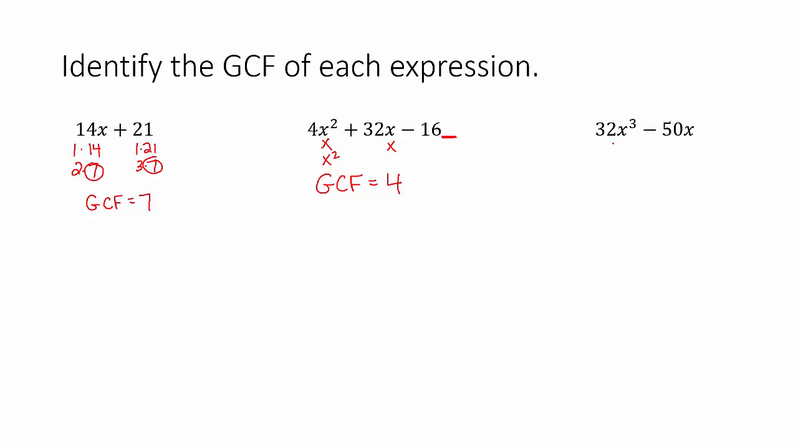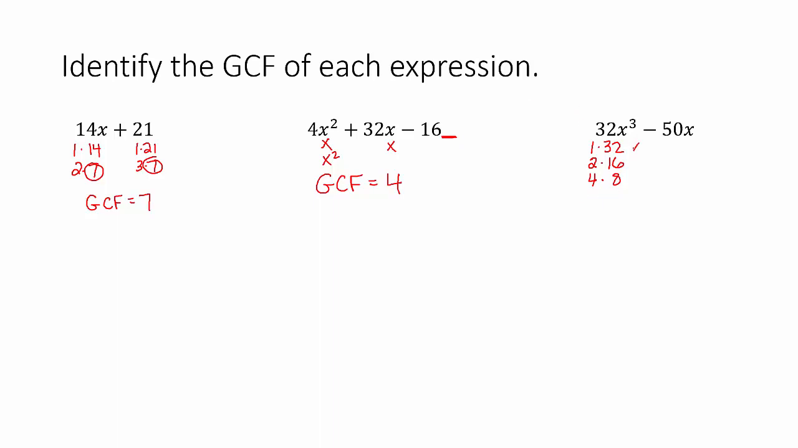And then for our last expression, we have 32x cubed minus 50x. Notice that both of these now have variables, so good chance that we're going to have a variable as part of the GCF. Let's break down 32 into its factors. 1 times 32, 2 times 16. 3 doesn't go into 32, but 4 does. 4 times 8. And I think that's the end of that list.